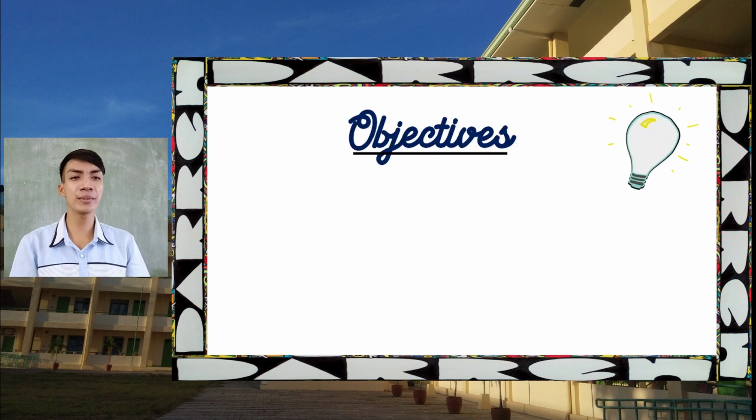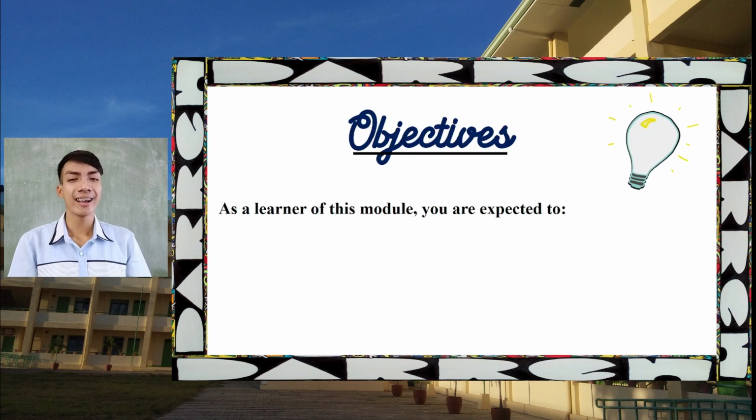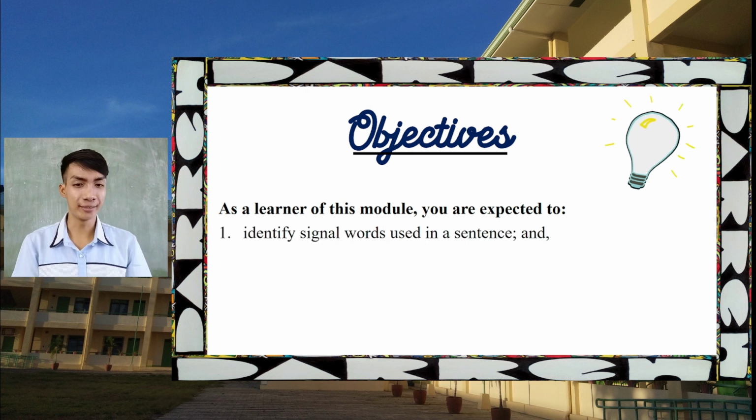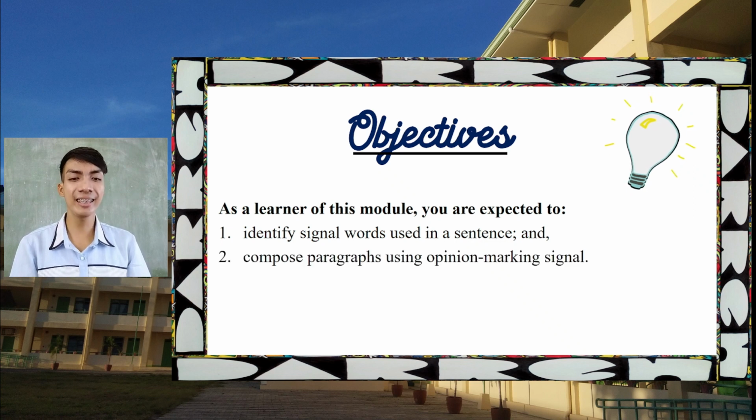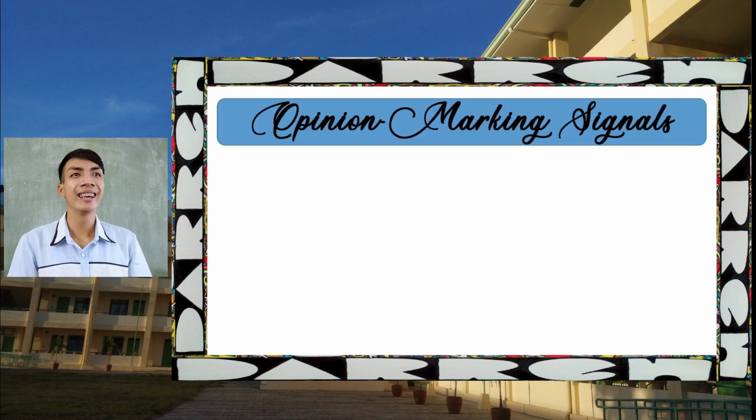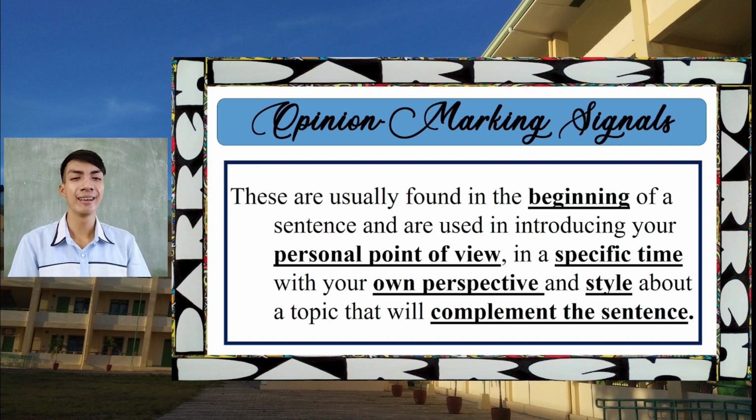Here are our objectives. As a learner of this module, you are expected to, first, identify signal words used in a sentence. And secondly, compose paragraphs using opinion marking signals. Let's discuss our topic for today by defining our signals.